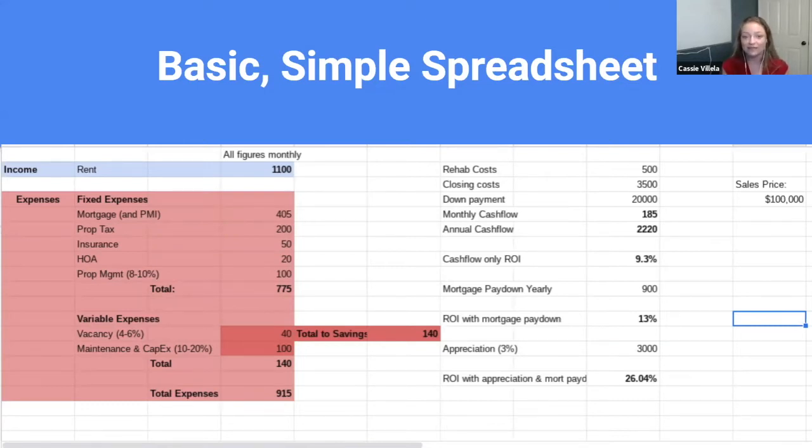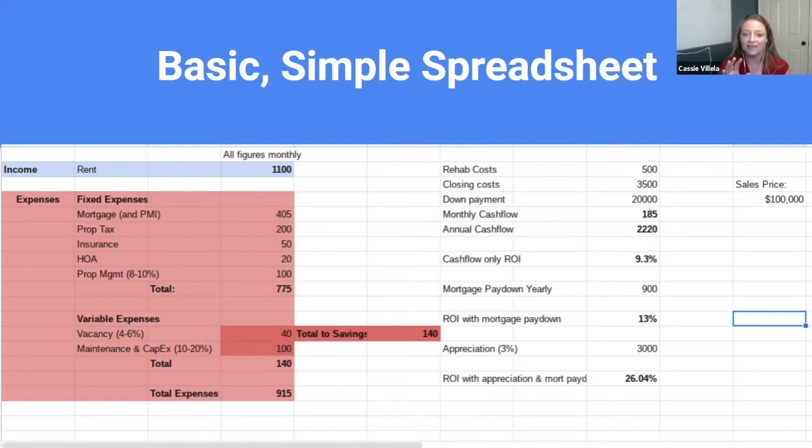My husband is a data scientist and engineer, and he made this crazy spreadsheet with so many numbers, and I was just like, this is useless to me because I can't even tell like what I'm supposed to plug in and where the numbers are and what these different things mean. And so I made this one for myself to just look really quickly at a property.